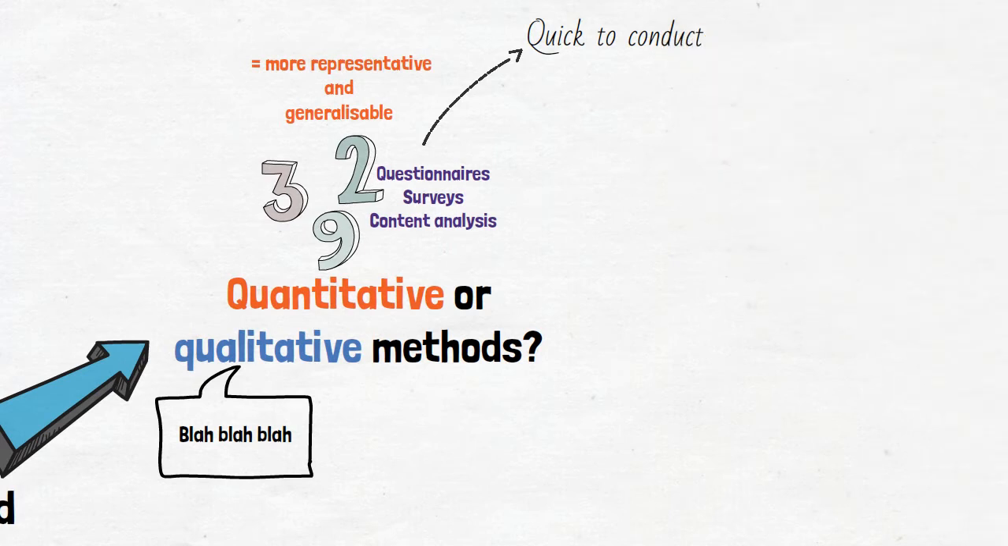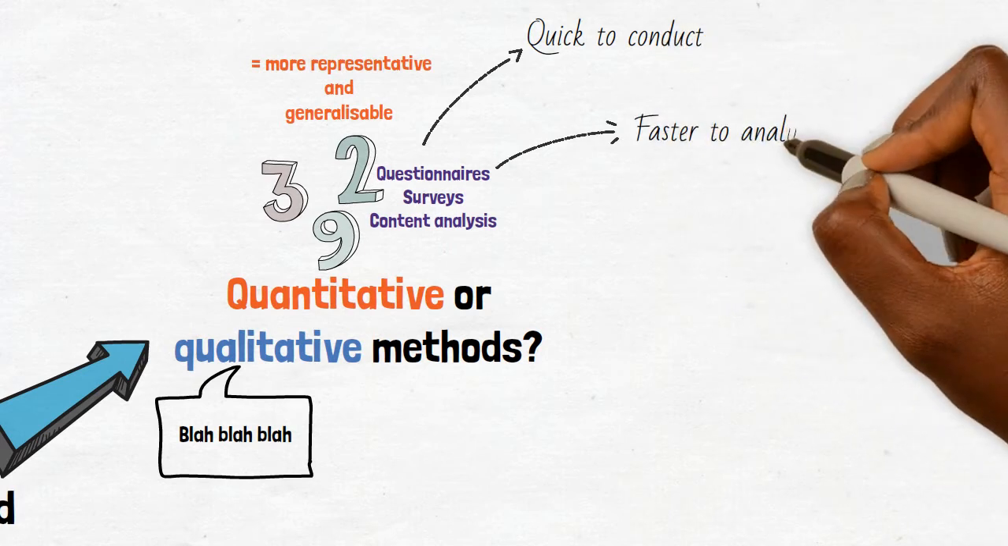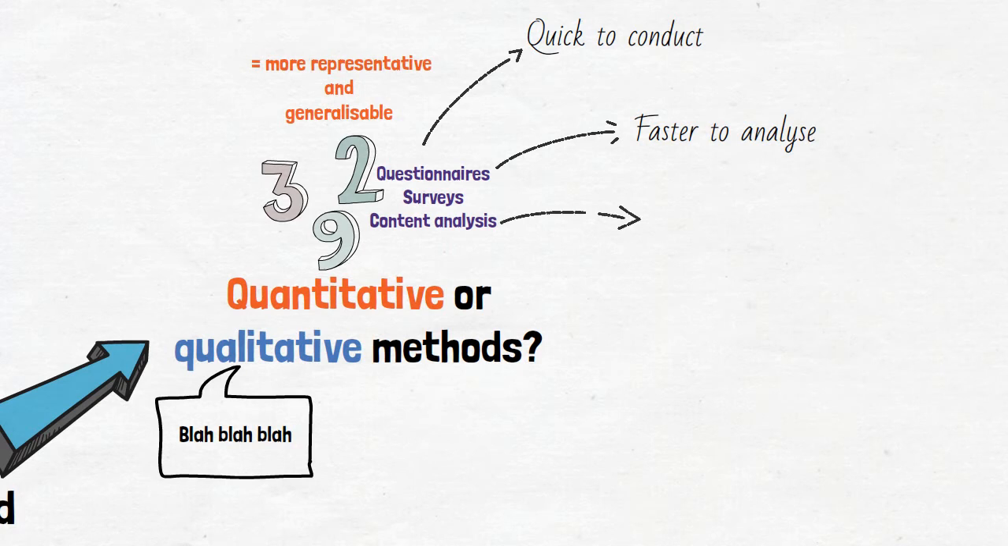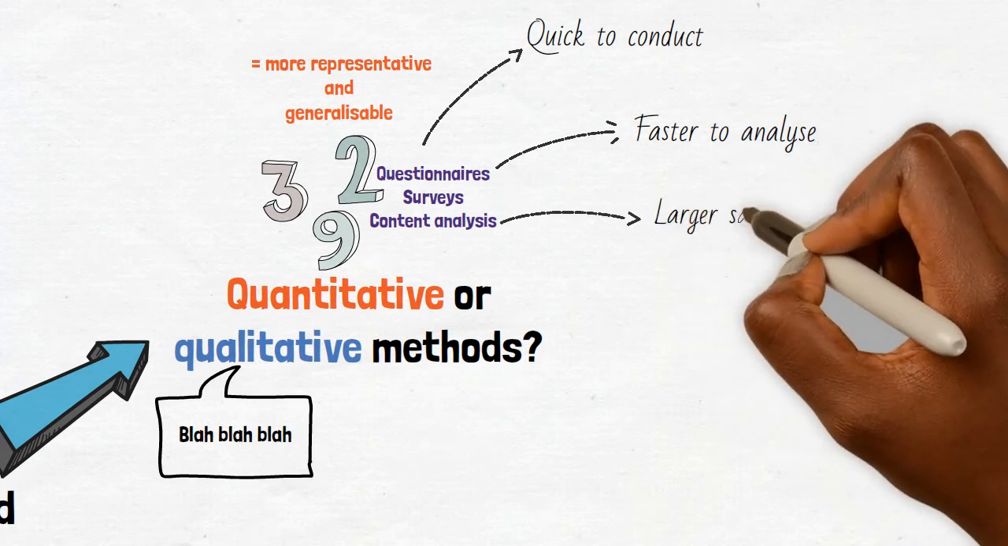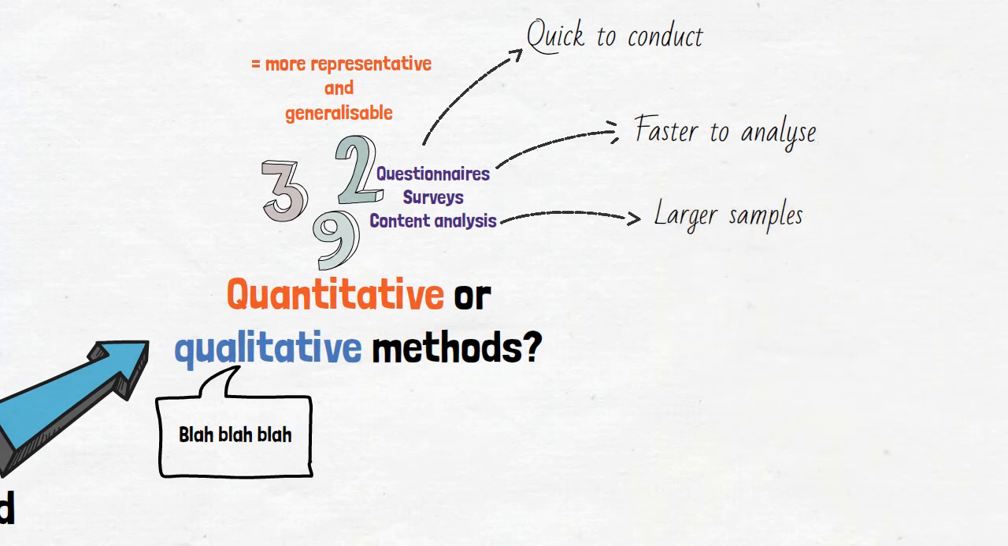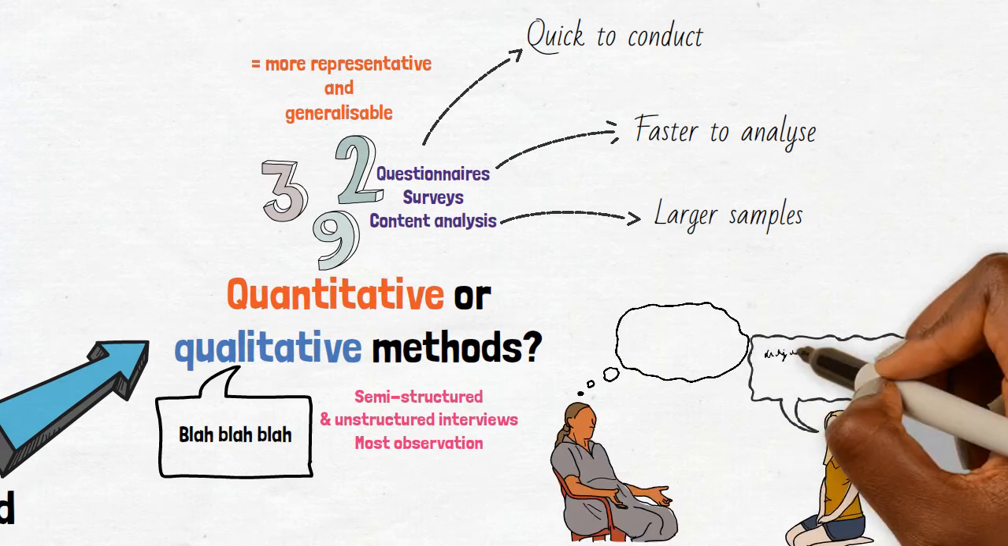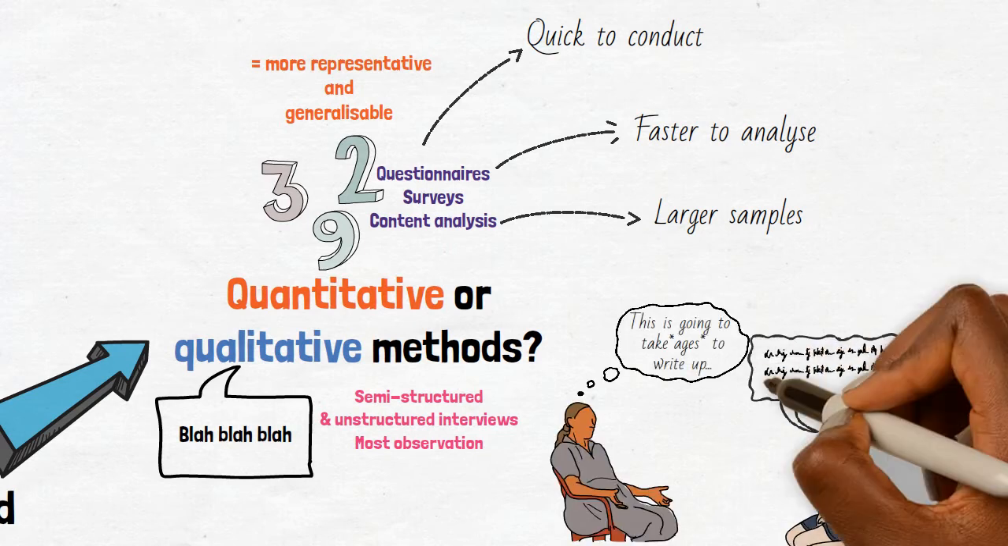It's far quicker, for example, to hand out and analyse the results of 100 questionnaires than it is to conduct 100 interviews before transcribing and then analysing the data. So research that uses surveys, questionnaires, content analysis, or a large number of structured interviews is likely to be more representative and generalisable than research that uses qualitative methods, such as unstructured interviews and observation.